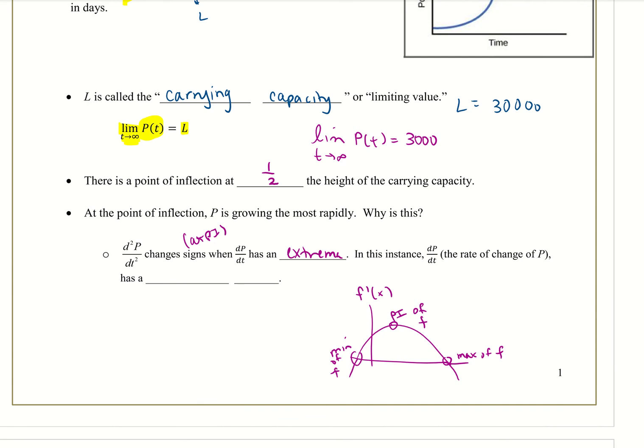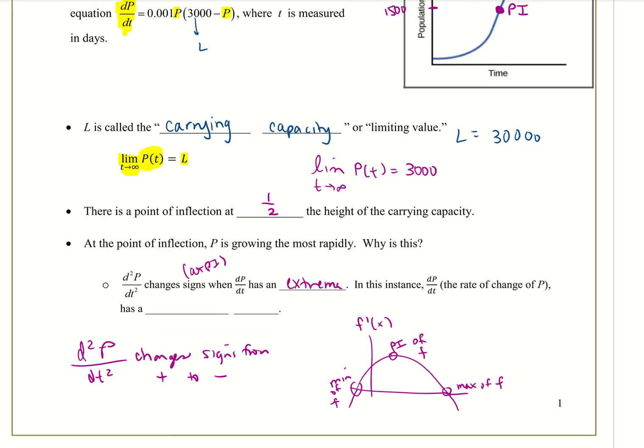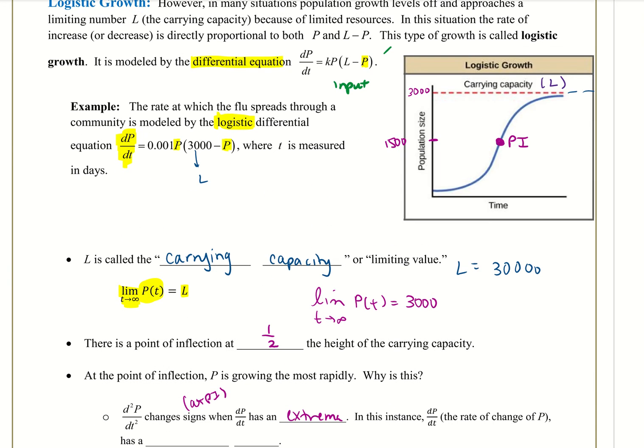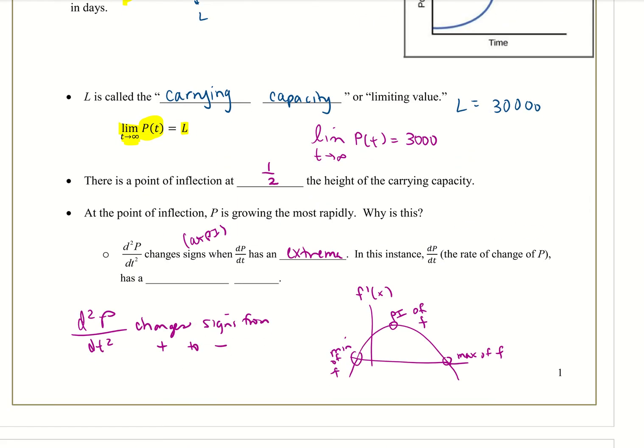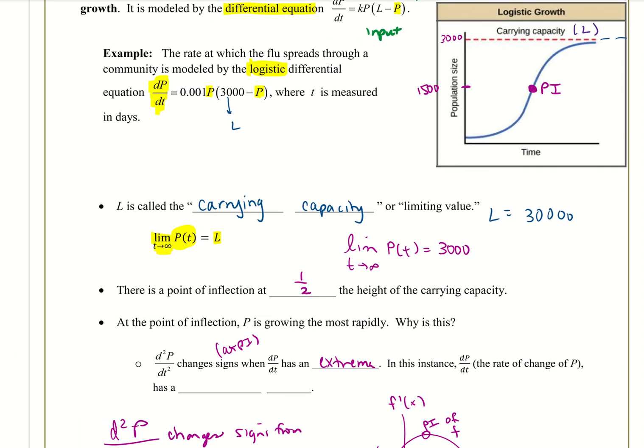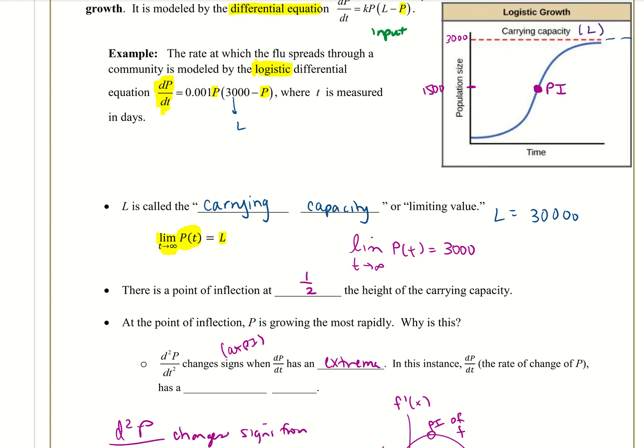So what's happening here is that the second derivative is changing signs from positive to negative. We're changing from concave up on P to concave down on P. By the way, just to clarify, this is the graph of P, but I'm looking at the differential equation of it to get information. The second derivative will change signs from positive to negative at the point of inflection because we're going from concave up to concave down.